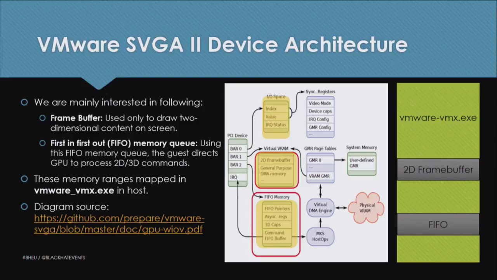The interesting thing about this FIFO memory queue and this virtual GPU is that most of these components are actually implemented in the VMware VMX.exe process, which you see in the host, including the two memory ranges we have talked about, the 2D frame buffer and FIFO memory. They are directly mapped to the VMware VMX process when any VM is running.